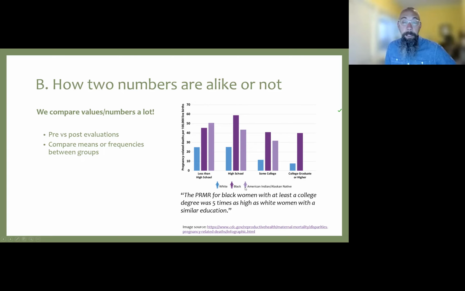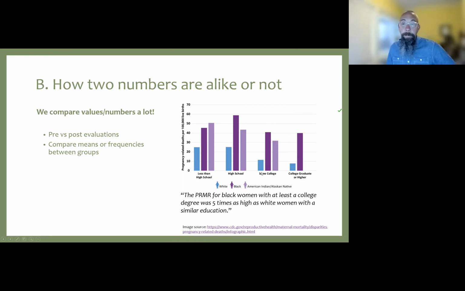So it's basically talking about the racial disparity among women with... well, now here I copied that from the website. Now I've got to actually think about what it is I'm saying. So PRMR for at least a college degree, so some college or greater, versus white women with a similar education, right? So it is comparing the white and the dark purple bars in each case.